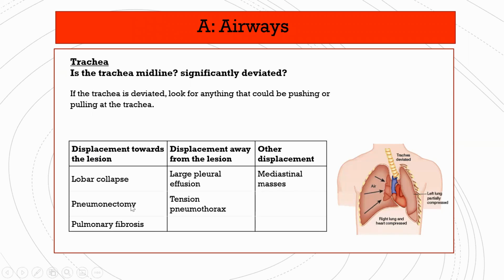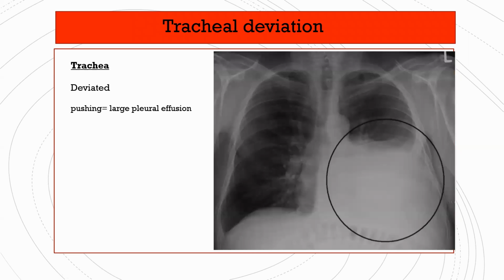So I have this little table here. I'm not going to talk about it for too long, but something that can be pushing it away from the lesion can be a large pleural effusion or a tension pneumothorax, okay? And something that will be pulling the trachea is towards the lesion. So that can be a lobar collapse or pneumonectomy or something like that, okay? So it's the first thing you see. And if the trachea is deviated, it's really important, so make sure you make a note of it.